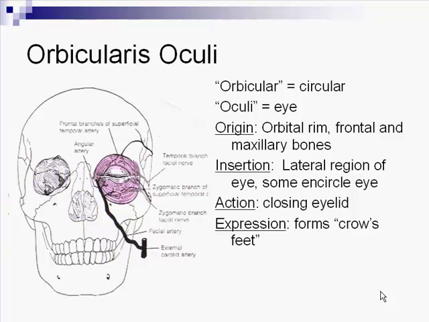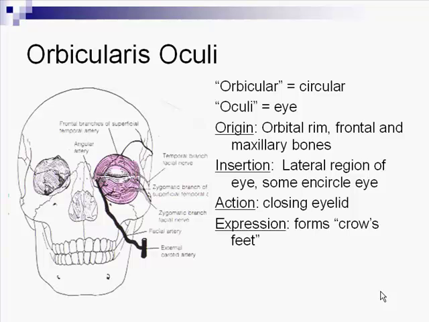Orbicularis oculi, I've already learned that orbicular means circular, oculi means eye. Therefore, this word would mean it circles the eye. So this sphincter muscle that circles the eye in orbit has two parts. Its origin is the orbital rim, nasal process of the frontal, and frontal process of the maxillary bones. Insertion is the lateral region of the eye, and some encircle the eye.